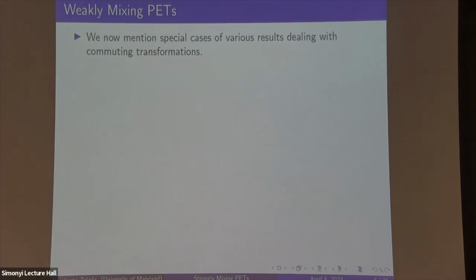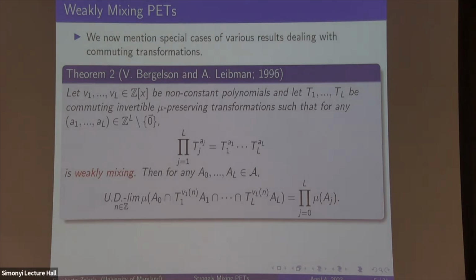So, all right. Now that's not the only weakly mixing PET that we have. We have many more weakly mixing PETs. So I will be stating special cases of several results. The first of these special cases follows from a result of Bergelson and Leibman from 1996. And what it says is that if we have L polynomials in Z[x], which are non-constant, and we take L commuting transformations with the property that for any a1 through aL in Z without 0, the product in here is weakly mixing, then we have that the U limit of this expression goes to independence.